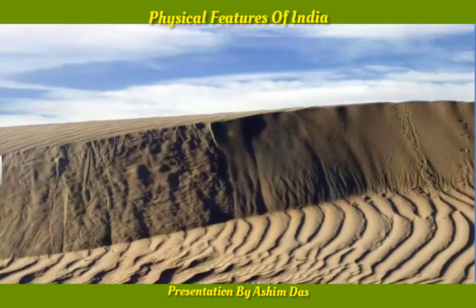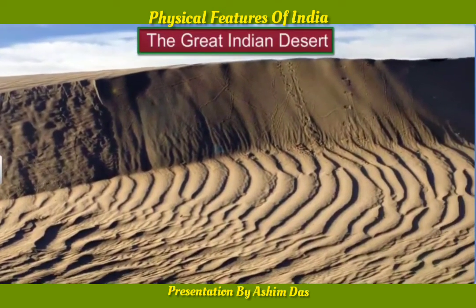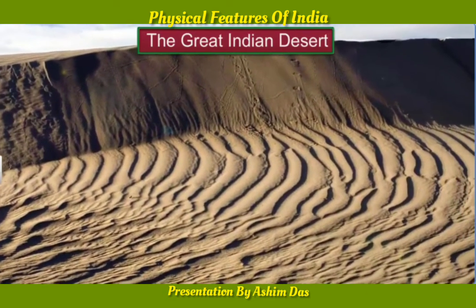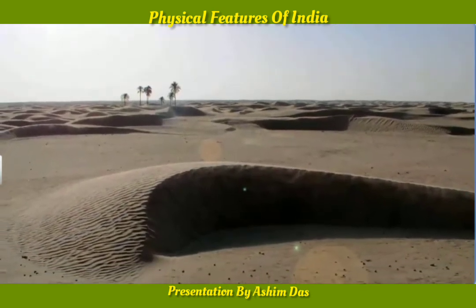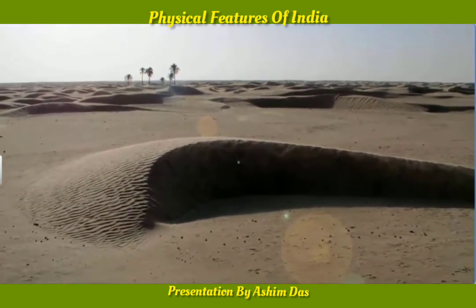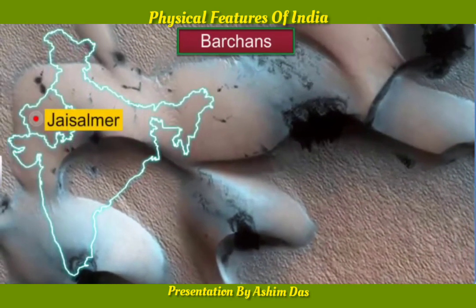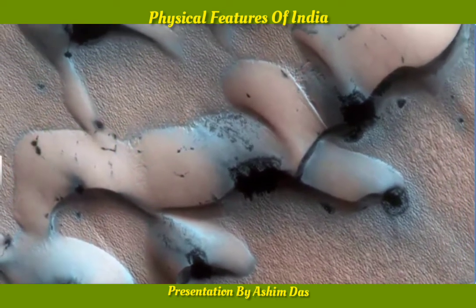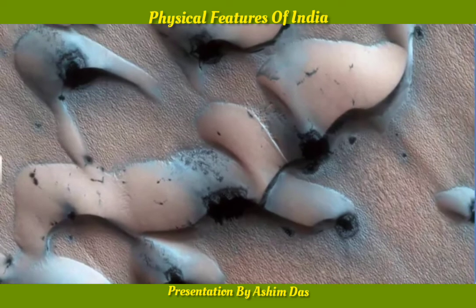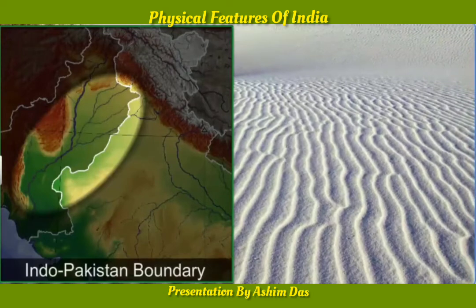Like other hot deserts, the Great Indian Desert is a rolling sandy plain covered by sand dunes. Most of these are crescent-shaped sand dunes called barkhans. If you go to Jaisalmer in Rajasthan, you will be able to see a lot of barkhans. However, as you go near the Indo-Pakistan boundary, you will see a predominance of longitudinal dunes.